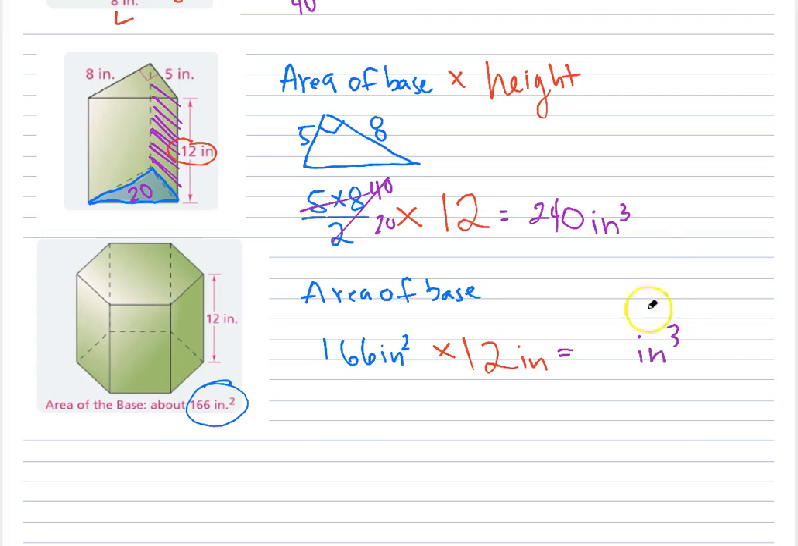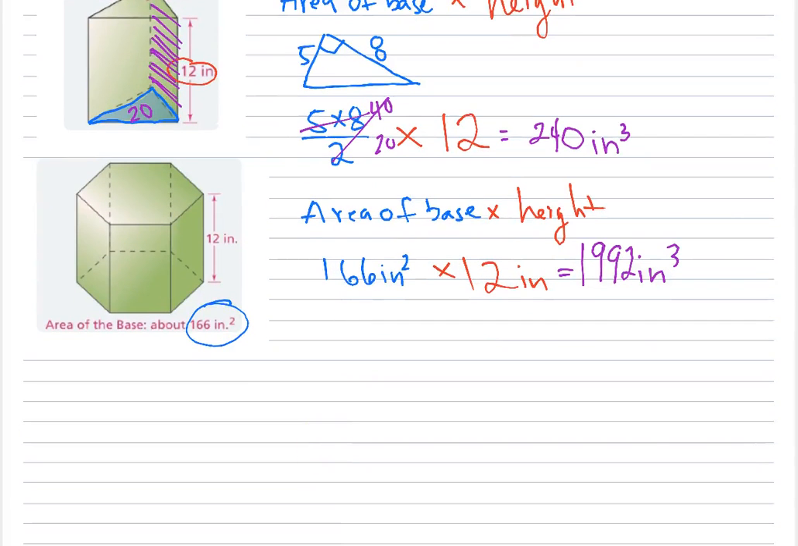So I have 166 times 12, which is, let me check, 1,992 inches cubed. Okay, so area of base times height is what we're looking for. Base times height. Base is the area. Okay, so we're going to write this out nice and neat, and I'm going to type this so it looks better than what I'm writing here.